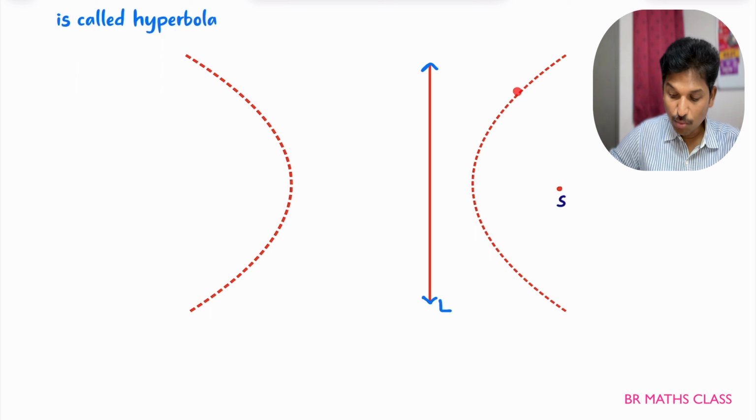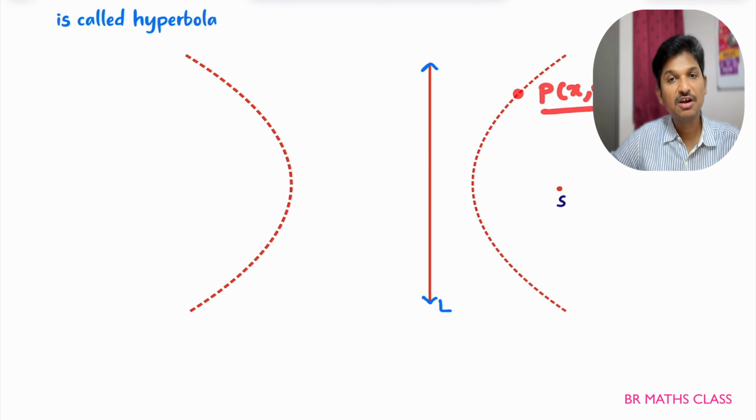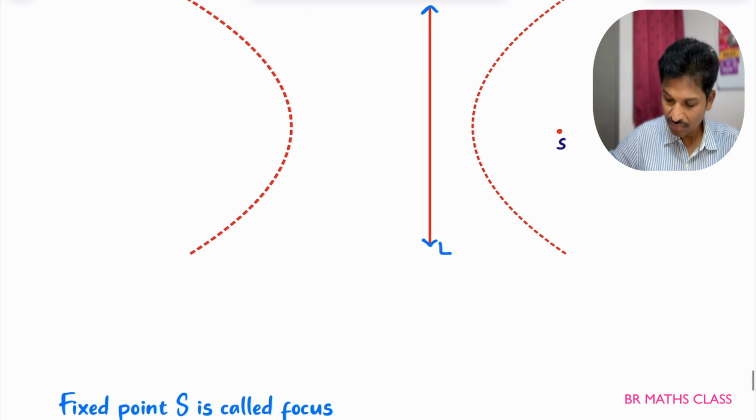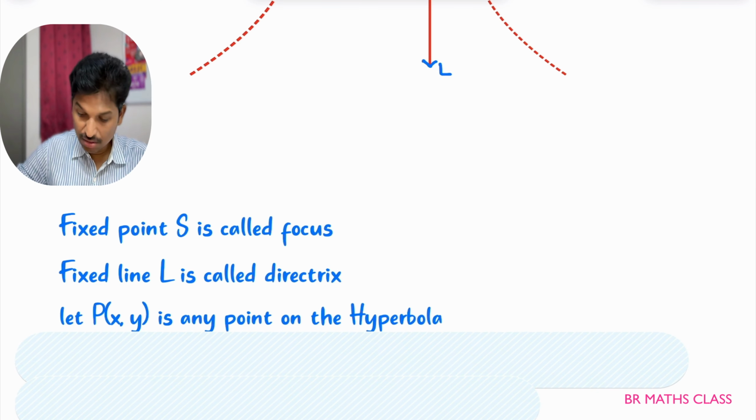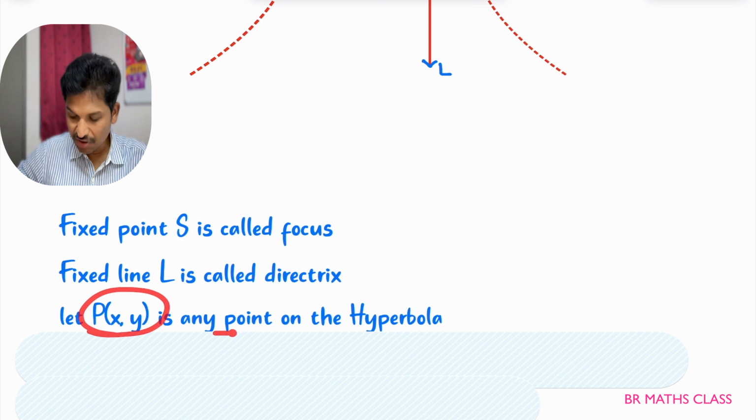Now I'll take one point on the hyperbola. I'll take that point as P. Let P of x comma y be any point on the hyperbola. Okay, I'll write that point also. Look here, I have taken P of x comma y as a point on the hyperbola.